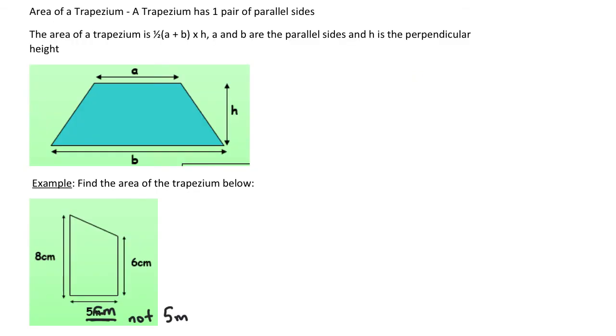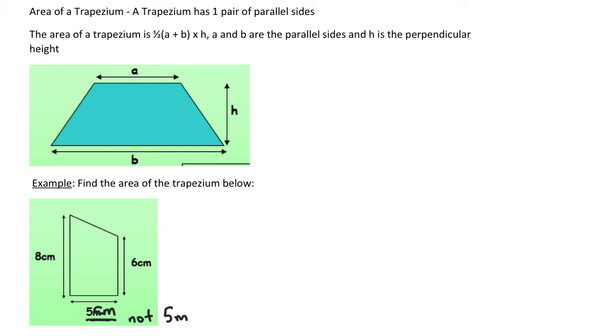The area of a trapezium. So a trapezium is any four-sided shape which has one pair of parallel sides, and the area is a half of A plus B times H, where A and B are the parallel sides and H is the perpendicular distance between them. So find the area of the trapezium below.